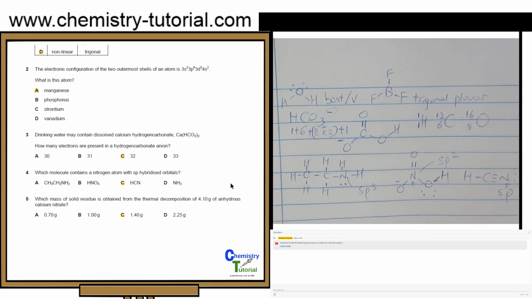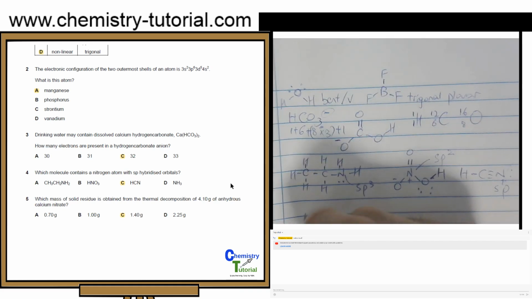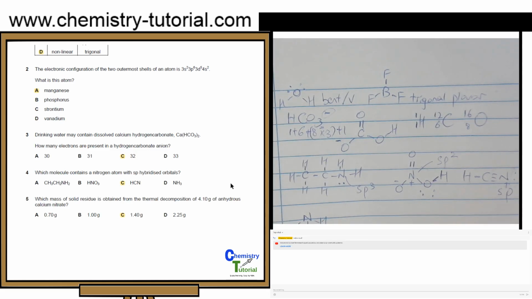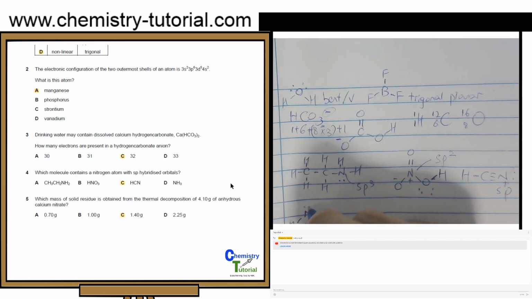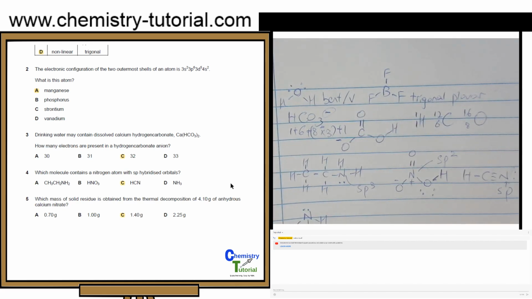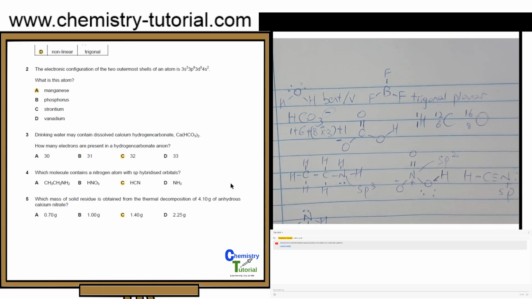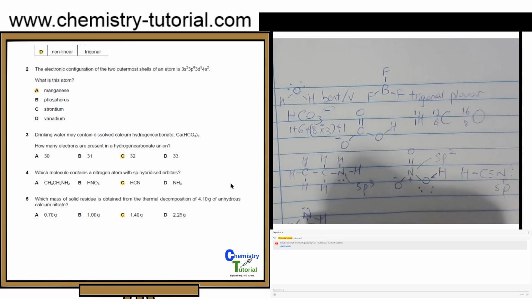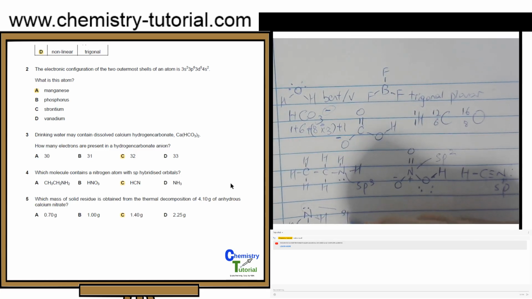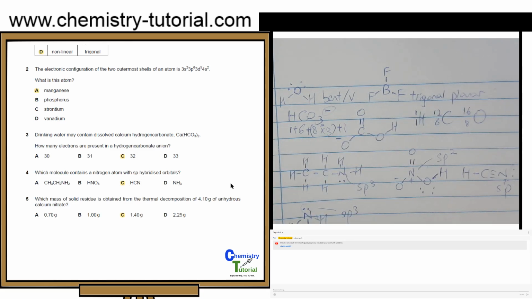But let's have a look at option D as well, which is ammonia, NH3. Now, nitrogen is in group 5 or group 15, but as I mentioned earlier, I prefer to call it group 5. So it has 5 valence electrons. So there are actually 4 electron regions surrounding the nitrogen atom because 3 bond pairs, 1 lone pair, which means that its hybridization state is sp3 because 1 plus 3 gives you 4. Therefore, option D is not correct.